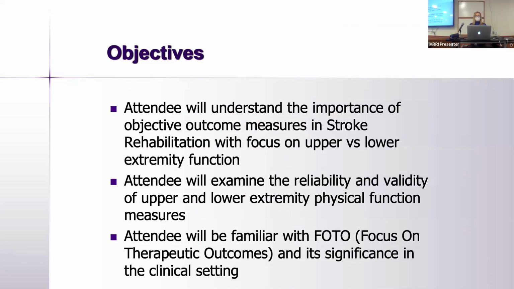So some objectives. We're going to go over the importance of outcome measures in stroke rehabilitation, and also the idea of actually focusing on upper versus lower extremity function. We're going to be looking into reliability and validity of these measures. And I also want to introduce everyone to PHOTO, which stands for Focus on Therapeutic Outcomes, which is a web-based computer system that we utilize in outpatient currently, and the data that we get from that.